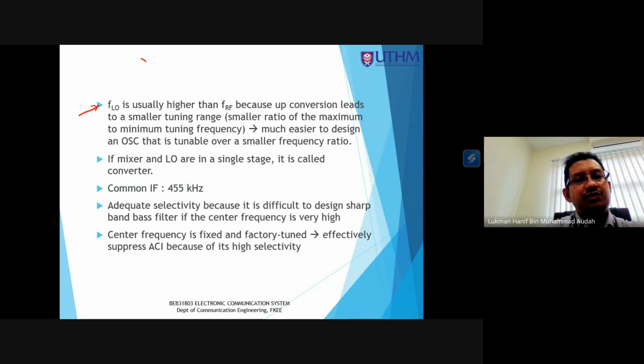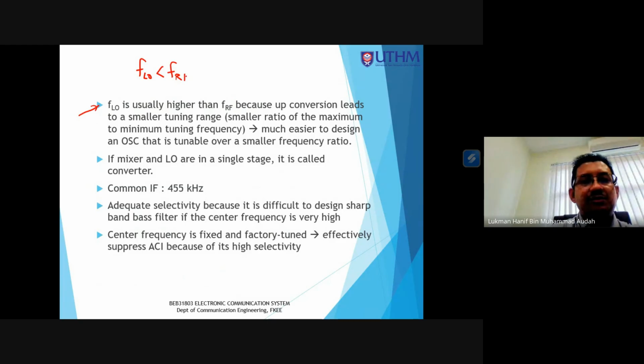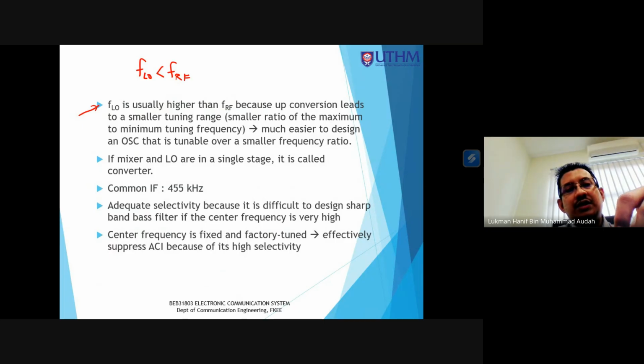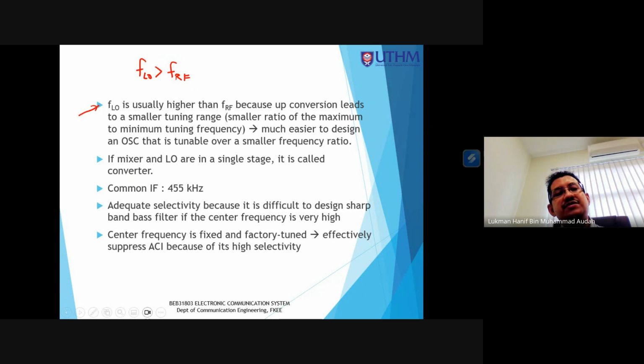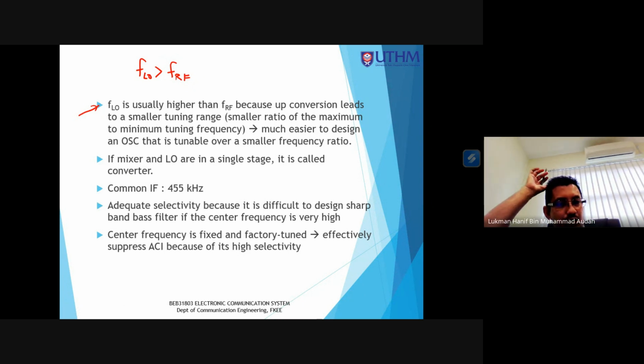Actually, you can also do FLO smaller than the FRF. This is low side injection. This is also possible. However, in the real world, in most practical systems, we are not using this low side injection. Normally it is higher than the FRF. So in the practical scenario, normally it is higher, so it is easy for us to do the down conversion of the input signal.